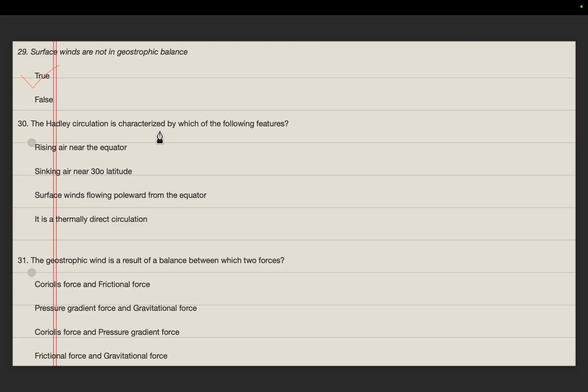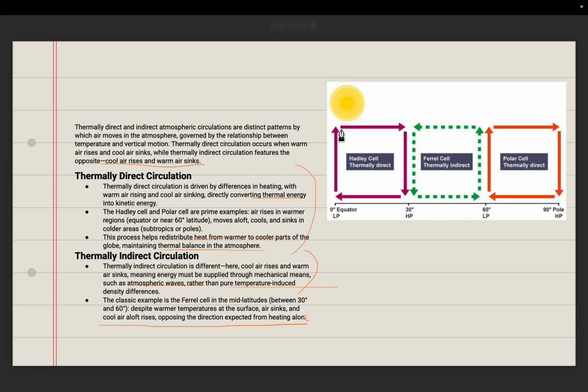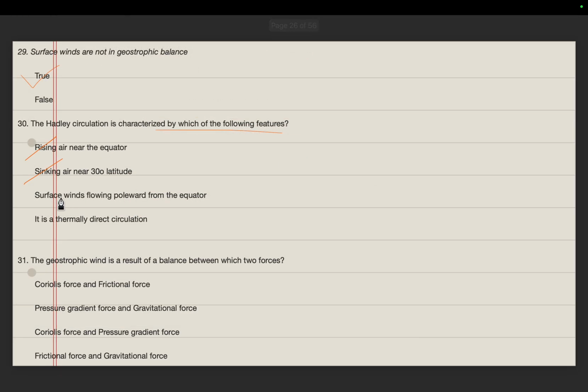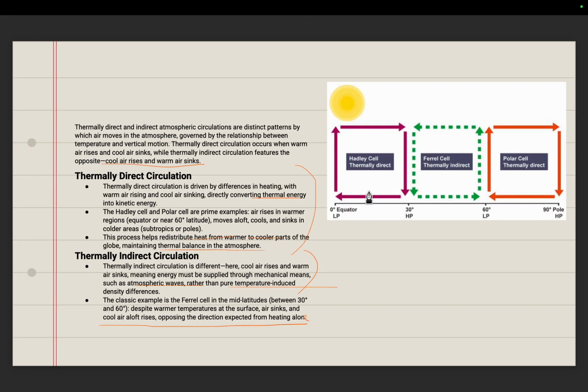Hadley circulation is characterized by which of the following features? Rising air near the equator, this is true. Sinking of air near 30-degree latitude, this is true also. You can see at the equator air is rising, and at 30-degree latitude it is sinking. Surface winds flowing poleward from the equator, this is not true.